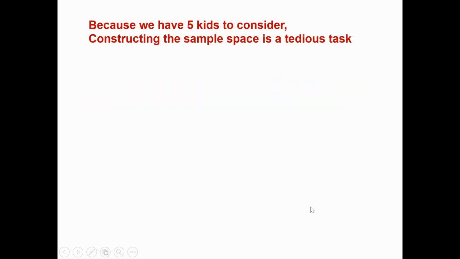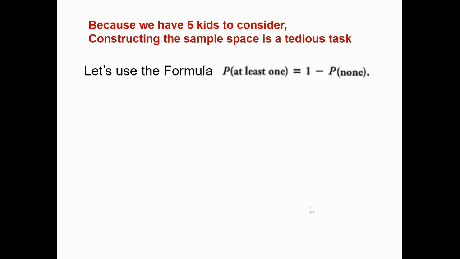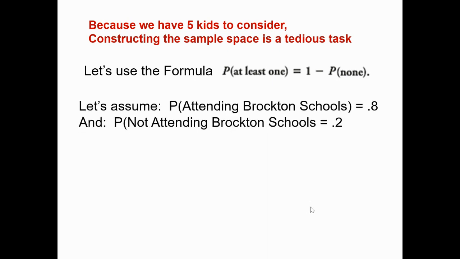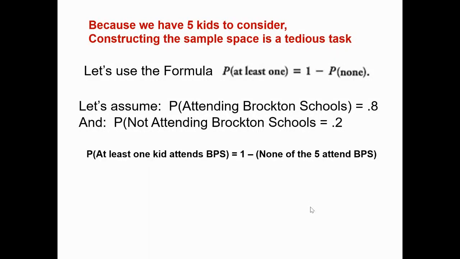All right, so because we have 5 kids to consider, constructing a sample space is a tedious task. We don't know if it's exactly 1 or exactly 2 or exactly 3 or 4 or 5. So we're going to use this complement rule. Probability of getting at least 1 kid going to Brockton is 1 minus the probability that none of the 5 go to Brockton schools. Let's assume, just for argument's sake, that the probability of a child attending Brockton is 0.8. Therefore, the probability of not attending Brockton schools is 1 minus 0.8 or 0.2. These are arbitrary numbers that I chose.